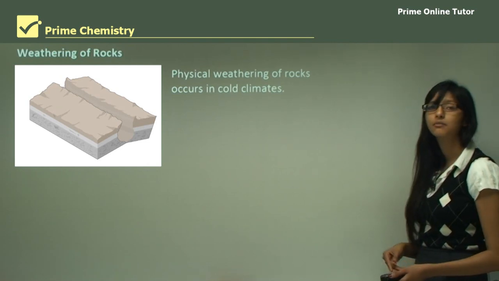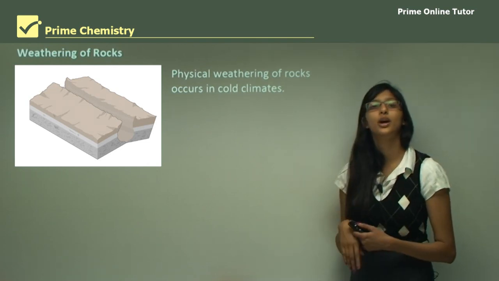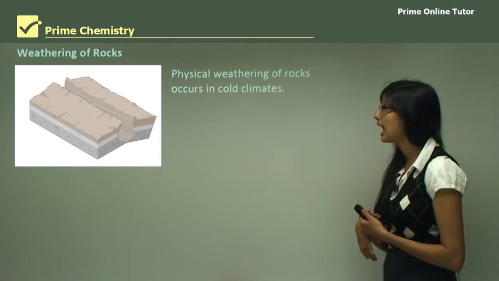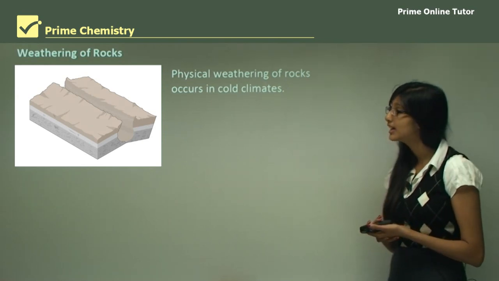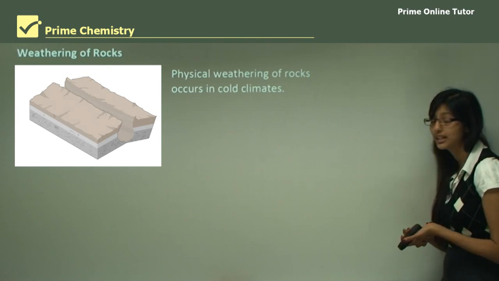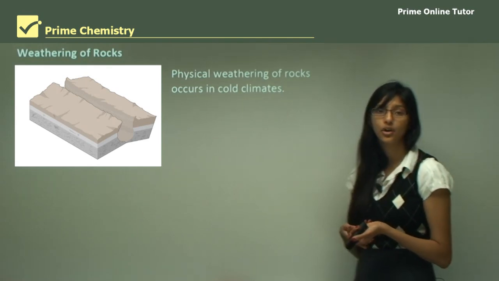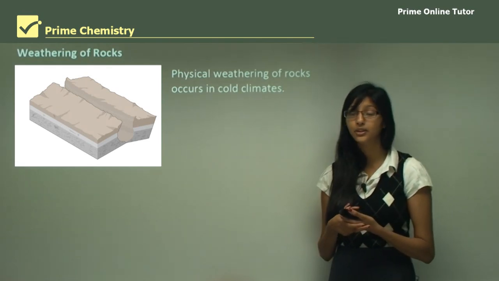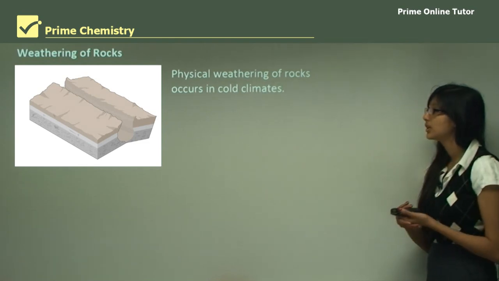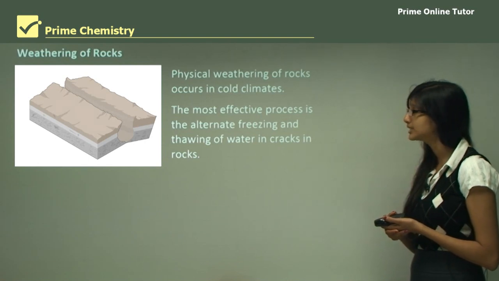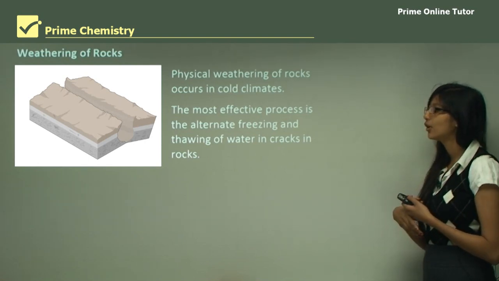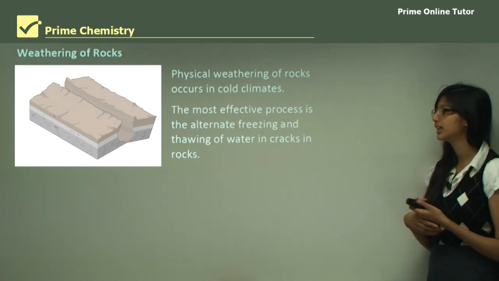Now let's look at the property of water as a weathering agent. How does water cause physical or chemical changes in rocks? Now what does weathering mean? Weathering means the breakdown of rocks, and it can be physical or chemical. Physical weathering of rocks occurs in cold climates. First, the most effective process is the alternate freezing and thawing of water in cracks of rocks.